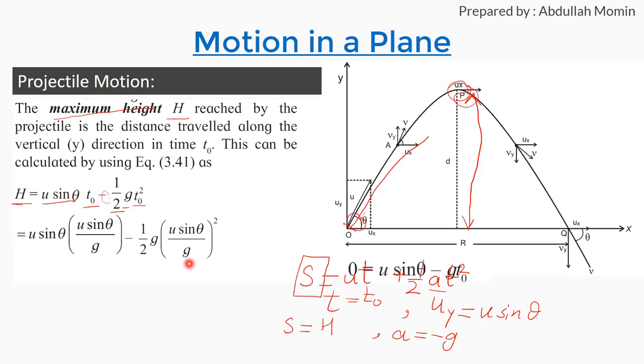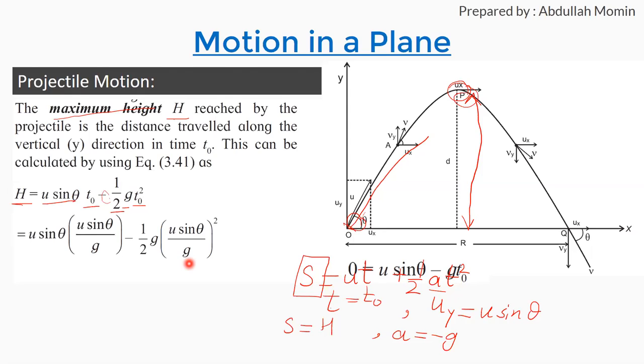And we also know the equation of t naught from this equation. So from this equation, t naught can be written as u sin theta divided by g. So we are going to put the equation of t naught here and here also. Instead of t naught, we will write u sin theta upon g, and instead of t naught square, u sin theta by g whole square.